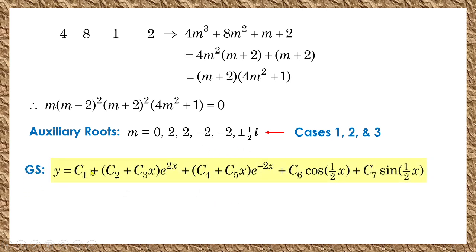That's it. C1 plus C2 plus C sub 3x e to the 2x plus C sub 4 plus C sub 5x e to the negative 2x plus C sub 6 cosine of 1 half x plus C sub 7 sine of 1 half x. Okay guys? Dahil wala tong real part, tong imaginary, kaya walang e.